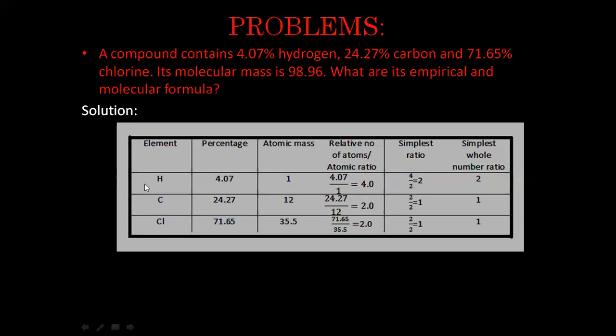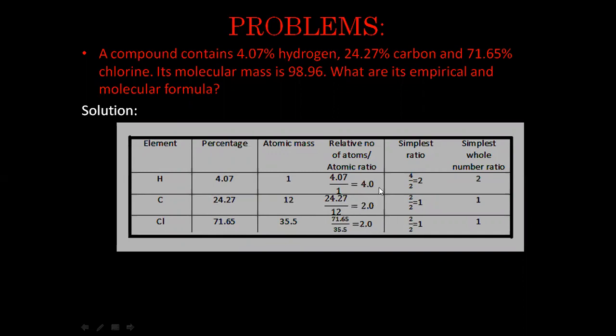In this percentage, what is the relative number of atoms of hydrogen? We do 4.07 divided by 1, so I'll get almost 4. I am trying to round it off. If it is 24.27 by 12, I'll almost get 2.0. And 71.65 divided by 35.5, again I'll get 2.0.